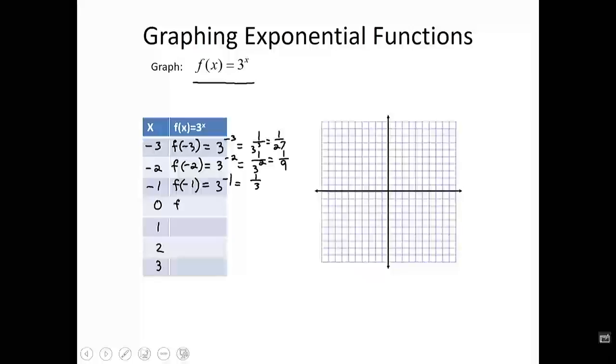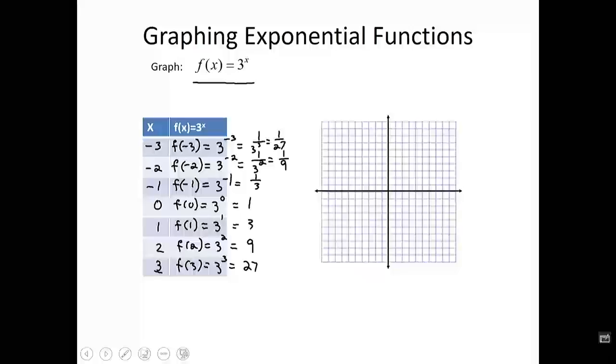F of 0 is going to be 3 to the 0, which of course is 1. When x is 1, let's find f of 1. F of 1 is 3 to the first, which is just 3. All right? When x is 2, f of 2 is 3 squared, which is 9. When x is 3, computing f of 3, we get 3 cubed, which is equal to 27.